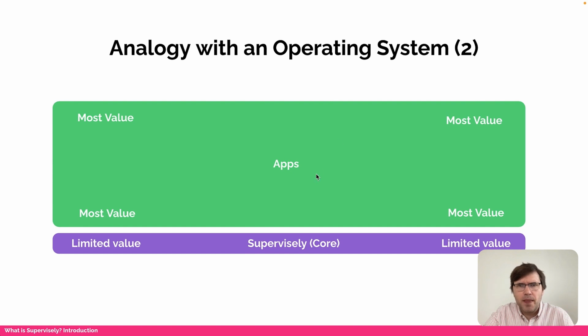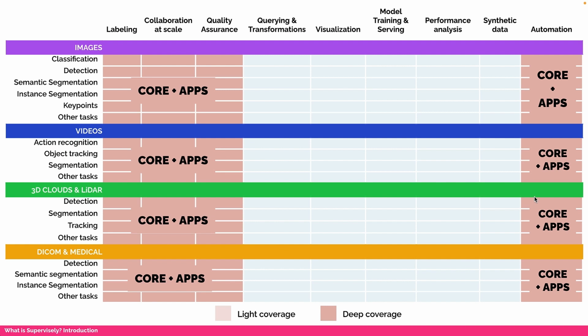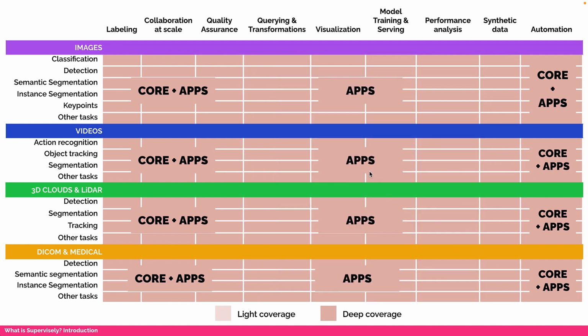For example, in Supervisely there are core components and apps on top. And the most value for the end users is actually here at the app level. If we go back to the table, we can outline that core components do ensure some light coverage of certain columns here, but it's the combination of core components and apps that ensures the full coverage.